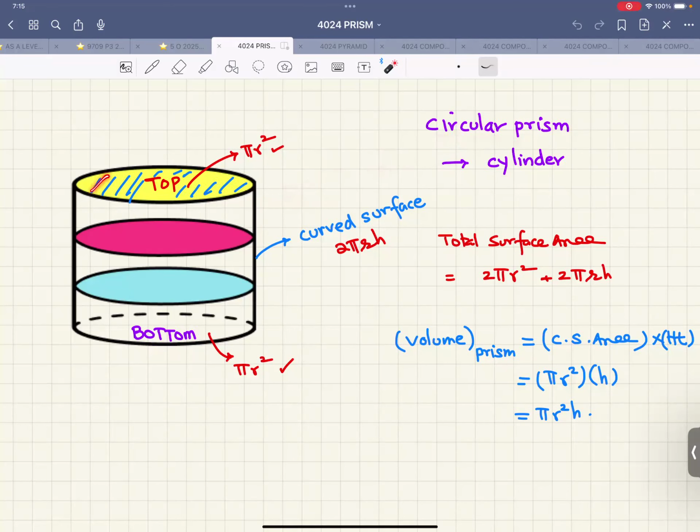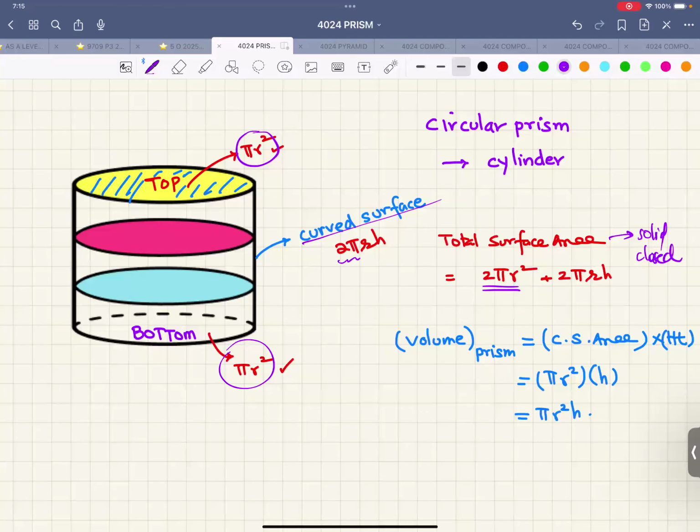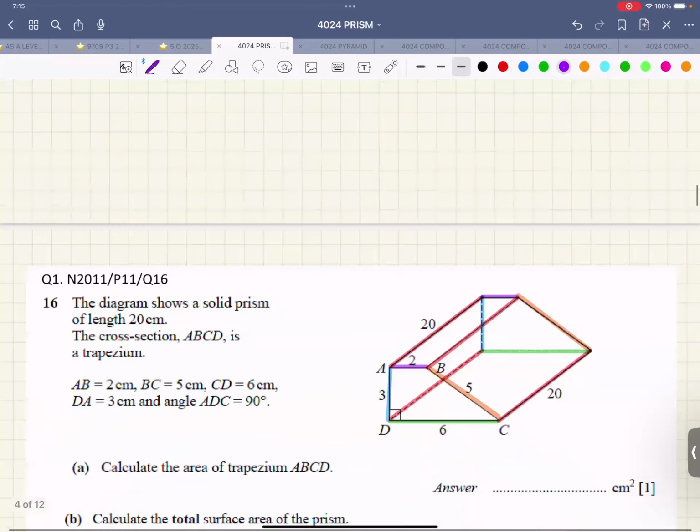So for a circular prism, this is the circle, and it goes all the way down. That is why the volume is cross-sectional area into height. And if it's a solid thing, the total surface area of a solid or closed cylinder is 2 pi r squared, that is including the top and the bottom, plus the curved surface area, which is 2 pi r h.